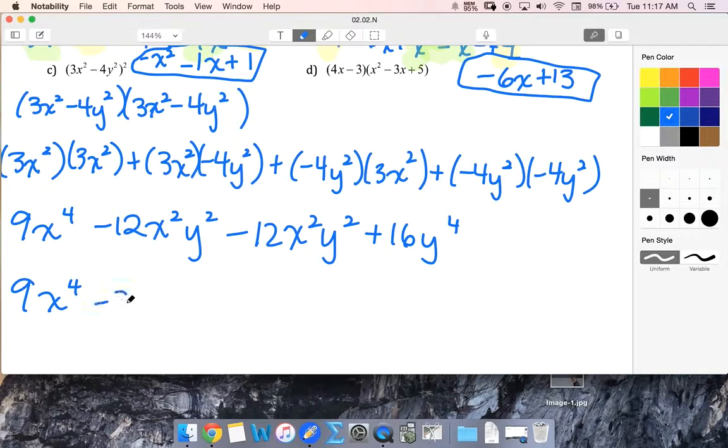9x to the 4th minus 24x squared y squared, sorry, plus 16y to the 4th.